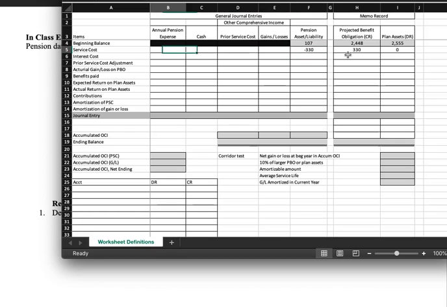Now, what offsets that? Well, remember, we debit pension expense. So it is part of pension expense. We can go along with that as well. All right. Now, what else?